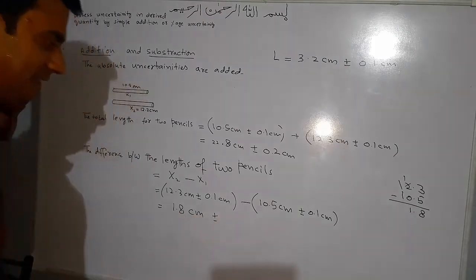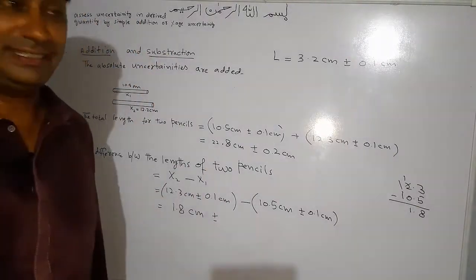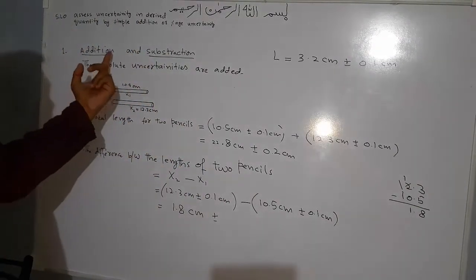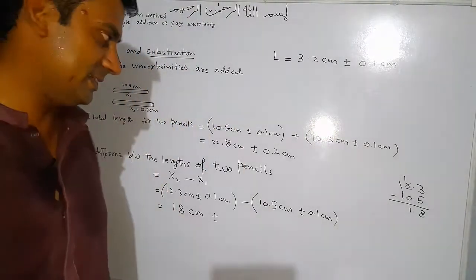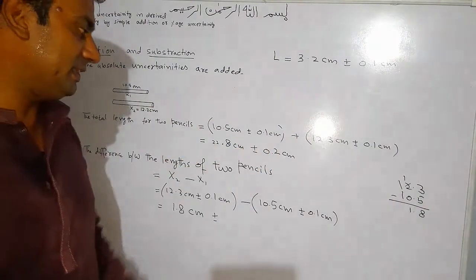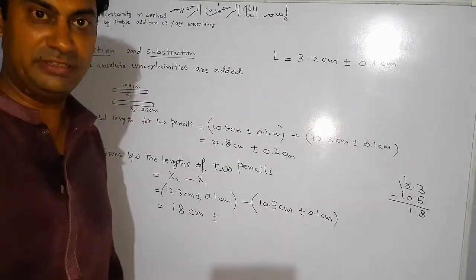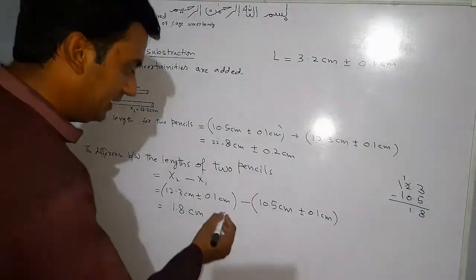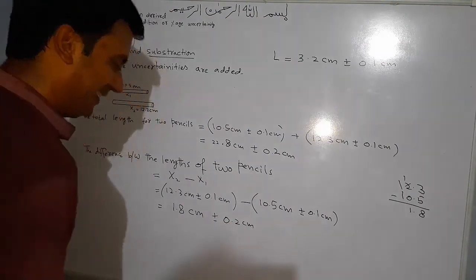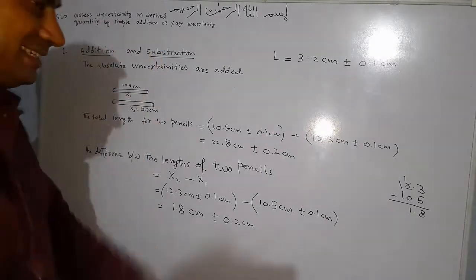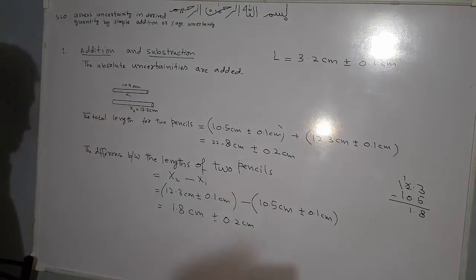What about the final uncertainty that we are going to assess right here? The rule is the same for addition and subtraction: the absolute uncertainties are added. So the absolute uncertainties of the individual readings, 0.1 and 0.1 centimeter, are added. So 0.1 plus 0.1 makes 0.2 centimeter. So simple. This is all for addition and subtraction. The rule is the same. Take a screenshot of this.